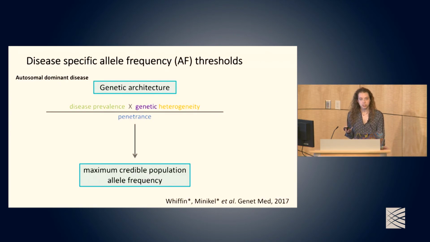So for any disease you're thinking about, you can calculate your disease-specific allele frequency threshold pretty easily by thinking about the genetic architecture of the condition. You just take the disease prevalence times the genetic heterogeneity and divide by the penetrance, and that gives you your maximum credible population allele frequency.